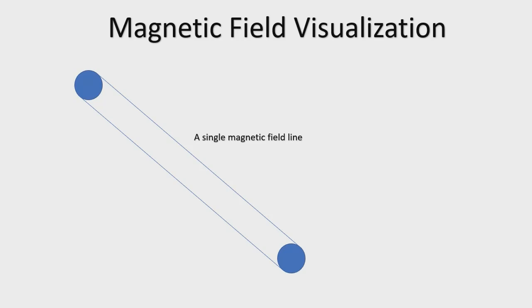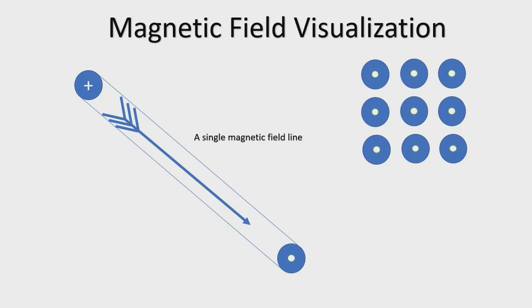Magnetic field visualization. Supposing this is a single strand of a magnetic field line. The direction of the path of a magnetic field line is given by the direction of the arrow. Where the magnetic field line is directed towards the observer, it is symbolized by a circle with a dot at the center. Where the magnetic field line is moving away, it is represented by a circle with a cross at the middle.